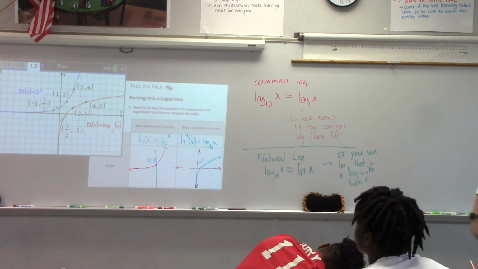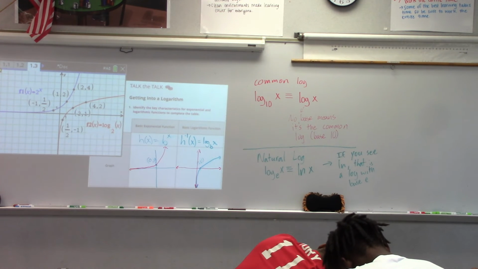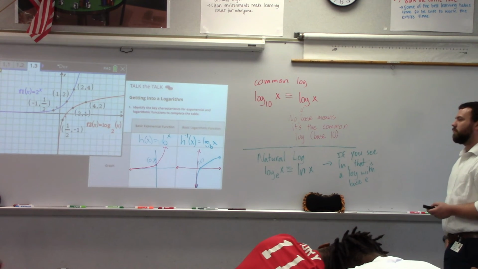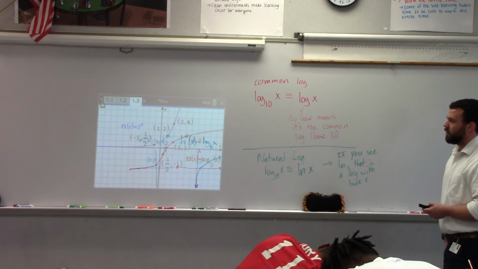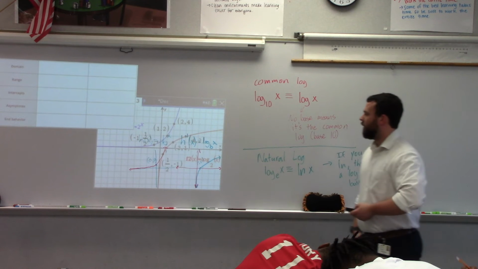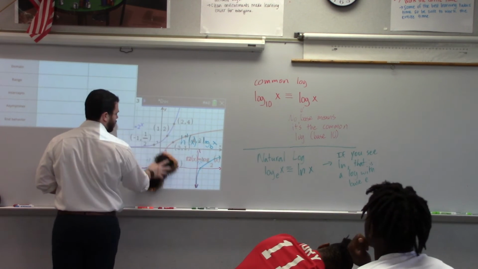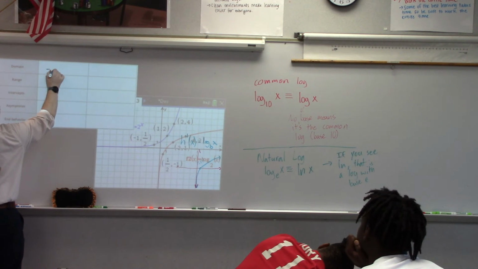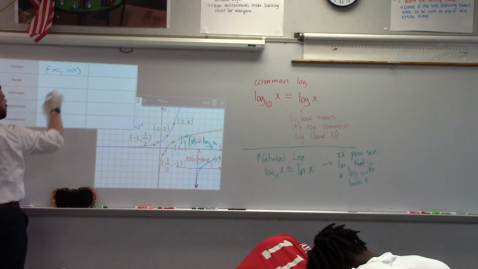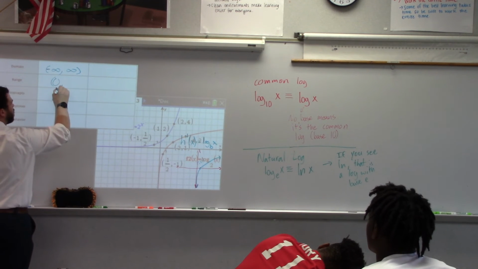I graphed these on the calculator as base 2, because I couldn't do base b, at least on that calculator. And so we're going to use this graph to help us think through some things. So, domain of an exponential function, that's the blue one. What's the domain of the exponential? Negative infinity to positive infinity. Okay, what's the range of the exponential? 0 to positive infinity.